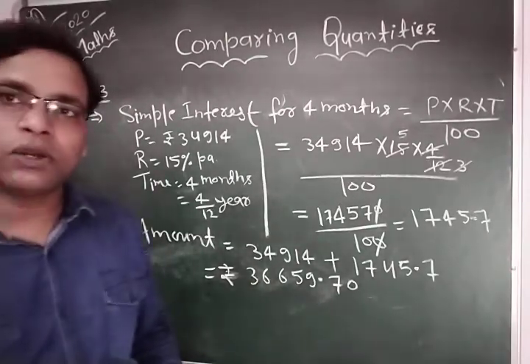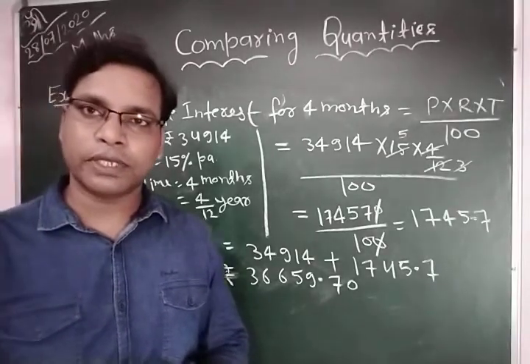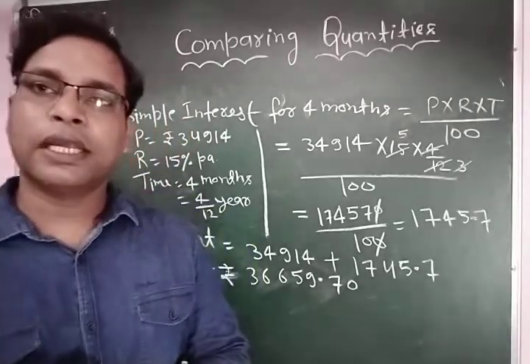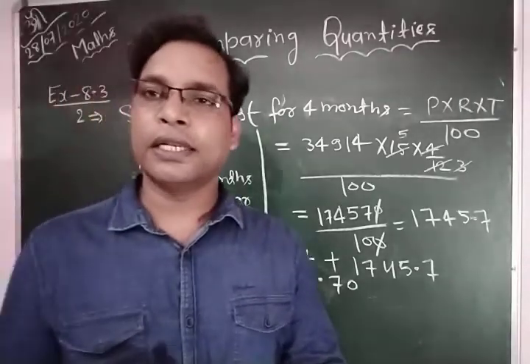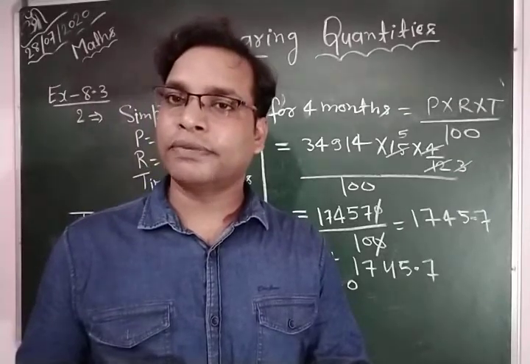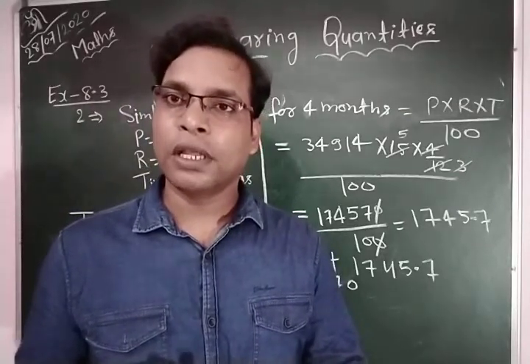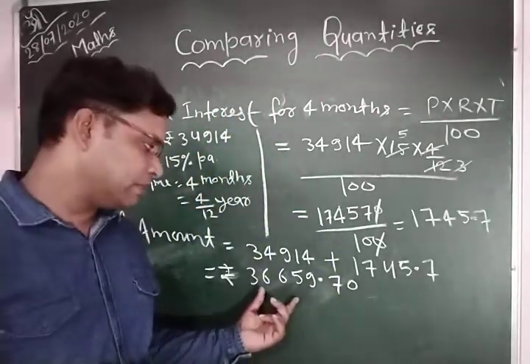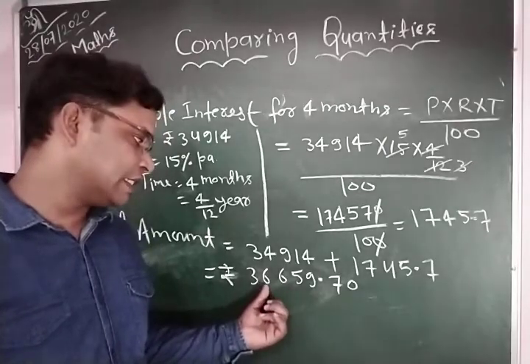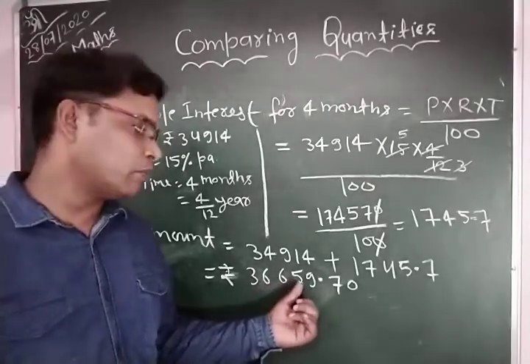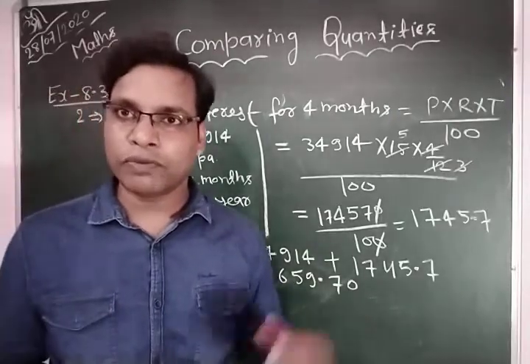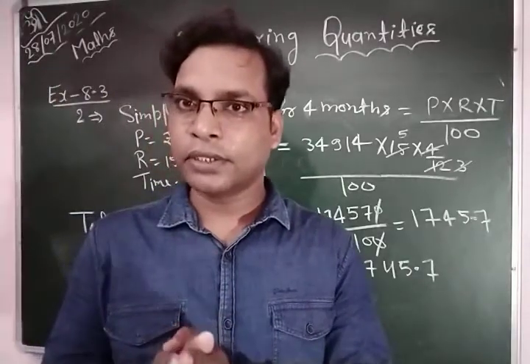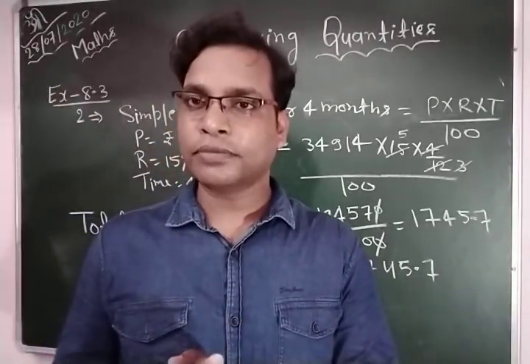Okay, so Kamla takes a loan for a scooter. She takes 26,400 rupees at the rate of 15% and for 2 years 4 months. After 2 years 4 months, what amount will she pay? The amount she will pay after 2 years 4 months is 36,659.7 rupees. How do we find it? We find first the amount for 2 years. Okay. First we find the amount for 2 years.